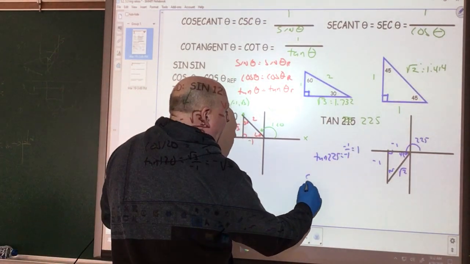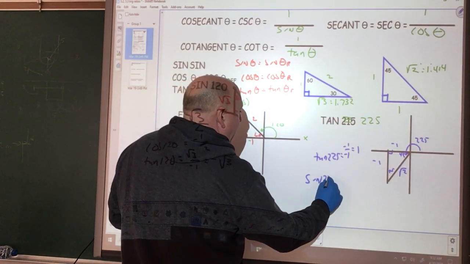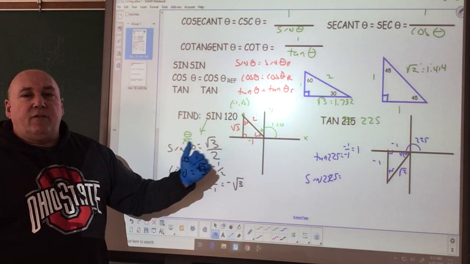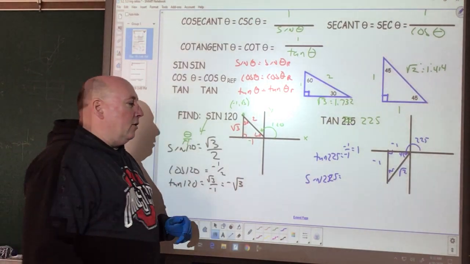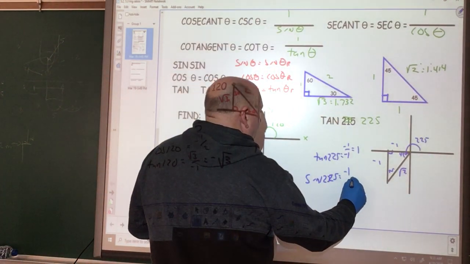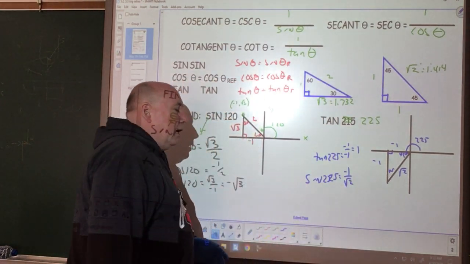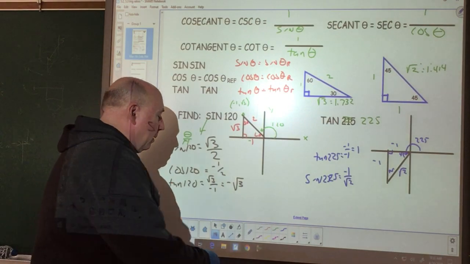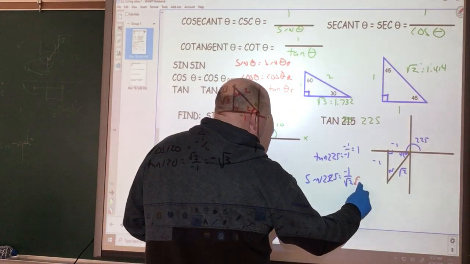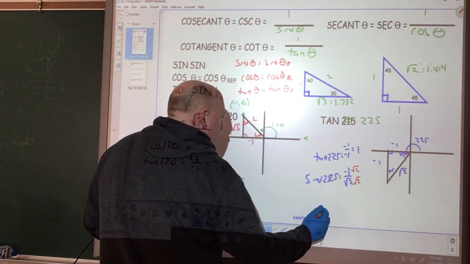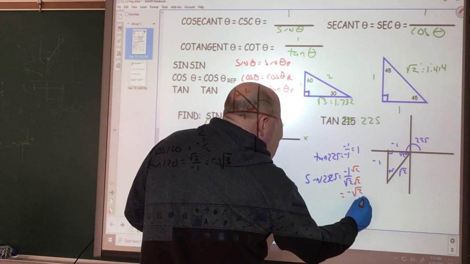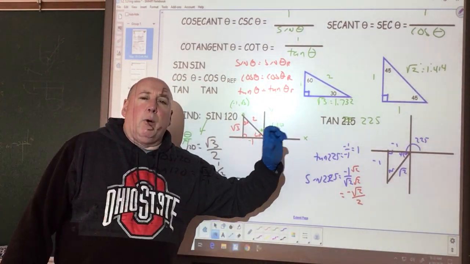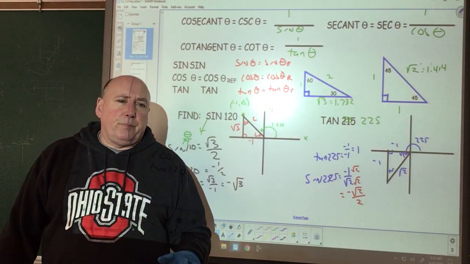If I found the sine of 225, sine is defined to us as opposite over hypotenuse, so we have negative 1 over square root of 2. And once again, how do we rationalize this? We multiply top and bottom by square root of 2. So we have negative square root of 2 over a value of 2. Once again, I want exact values here.